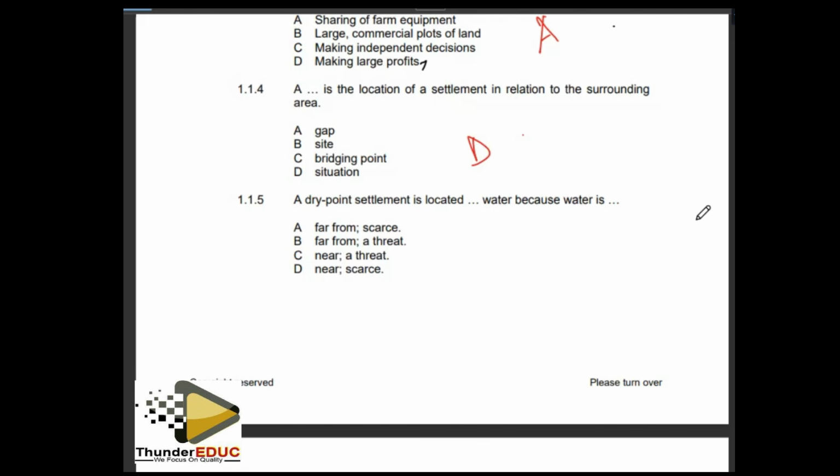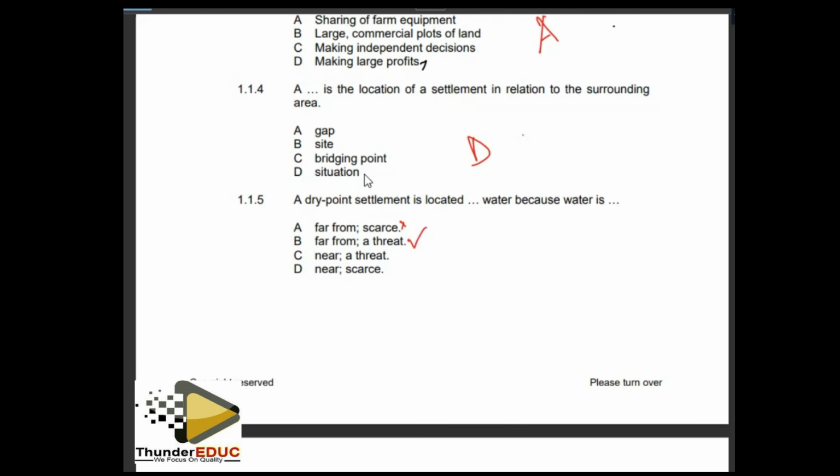Is that right? No. Far from water, because water is a threat. So it cannot be that they are staying far from water because it is scarce. Obviously, that is very vague. It doesn't even make sense. They stay far away from water because water is a threat.